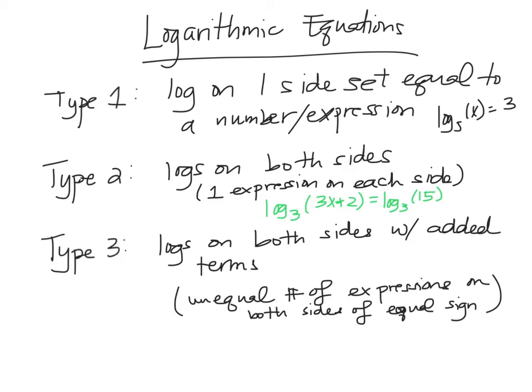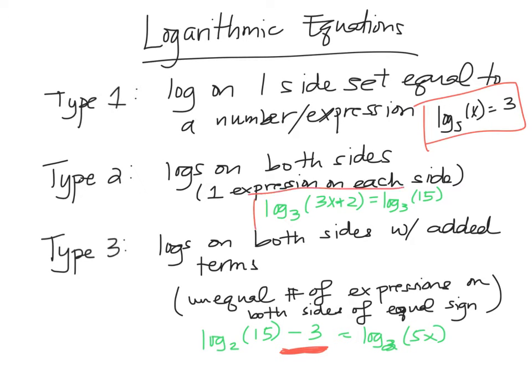And then the third type you might see could be log base 2 of 15 minus 3 equals log base 2 of 5x. So here there are logs on both sides, but there's this 3 here that we have to deal with, that kind of throws a wrench in things. So these are the three types, and we're going to go over examples of each of them.